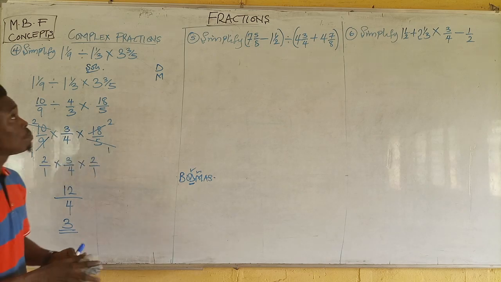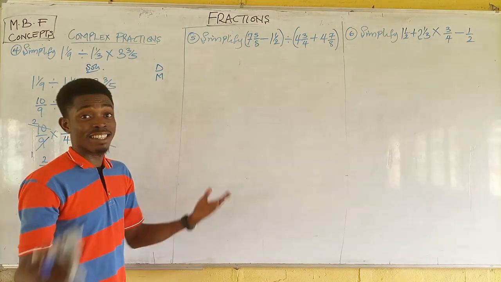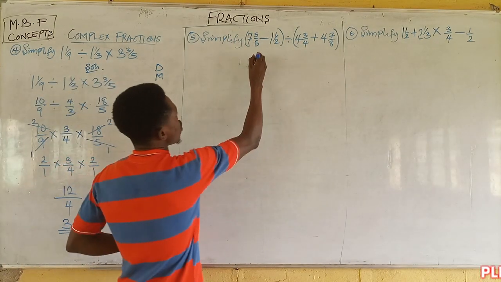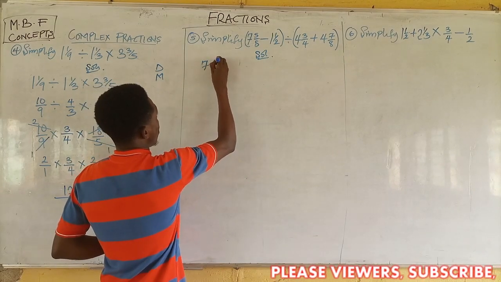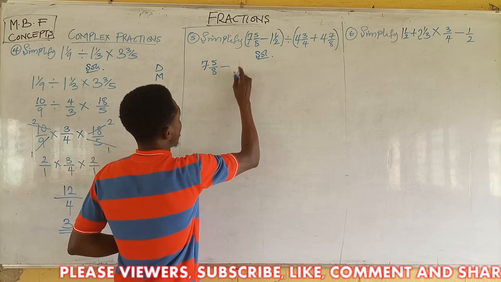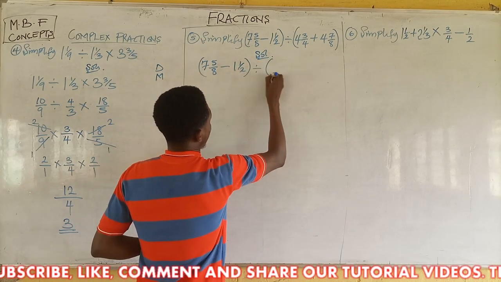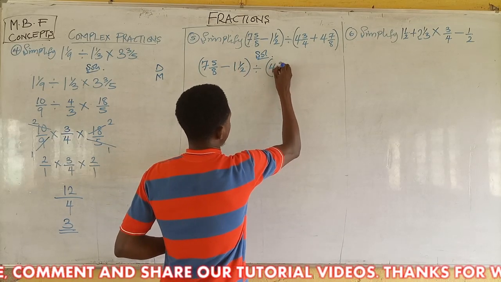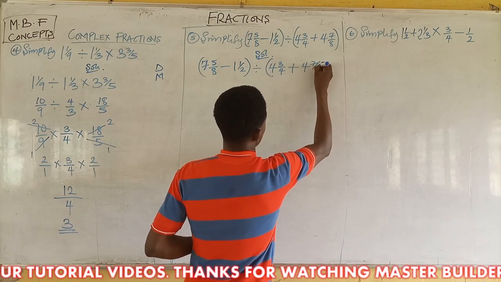Now let's head on to solving question number 5. It's as simple as it. Now we have the solution to the word problem. Let's put down the question. We have 7 whole number 5 over 8 minus 1 whole number 1 over 2, all divided by 4 whole number 3 over 4, then plus 4 whole number 7 over 8.